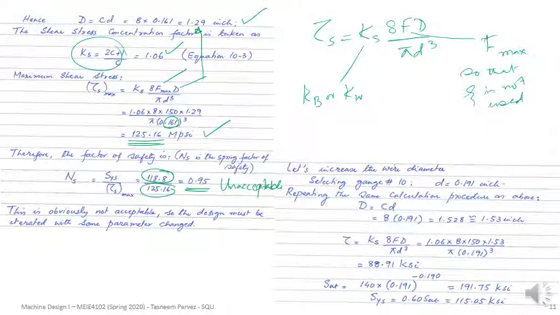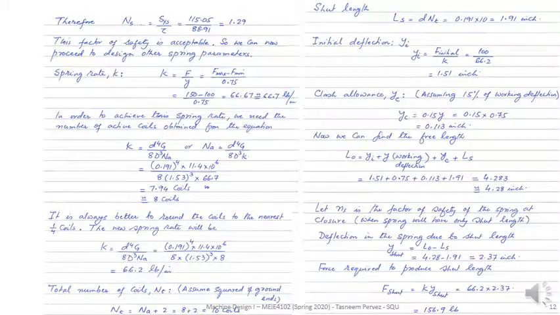What I want to do, I need to now increase the wire diameter. So I go and I say, let me use the gauge 10. The diameter is this. I calculated D again. I calculated tau again. And I calculated S ultimate again. I calculated the yield strength again. I calculated the factor of safety now, 1.29, which means that this is acceptable.